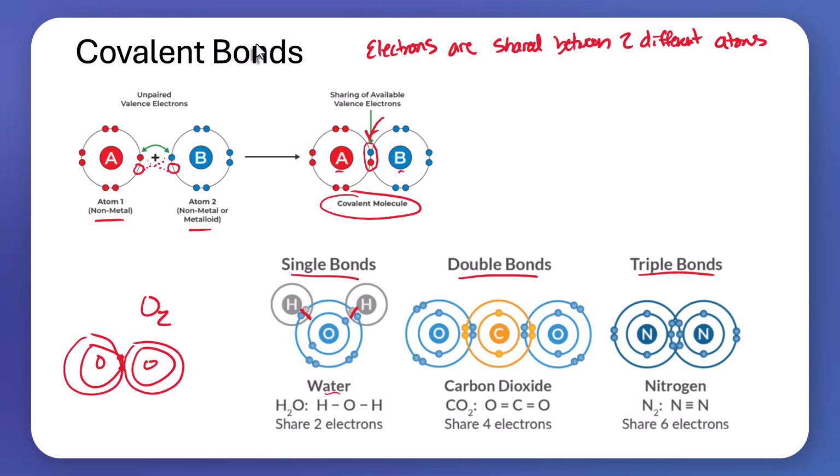We can also produce a double bond because carbon has 4 electrons in its outer energy orbital and it needs a total of 8.